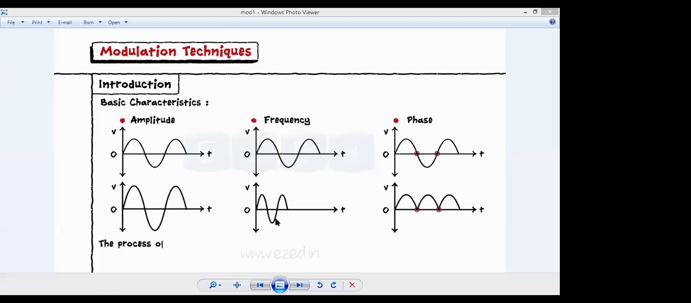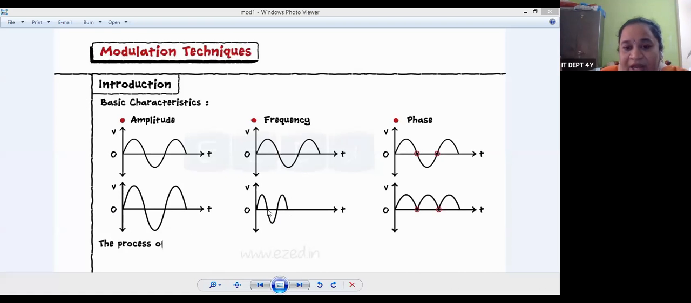If the frequency of the modulating signal is varied, the carrier signal changes its frequency here. The frequency of the carrier signal is original and it is being changed according to the modulating signal. So it is called frequency modulation.